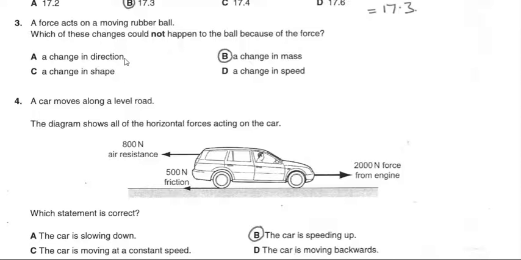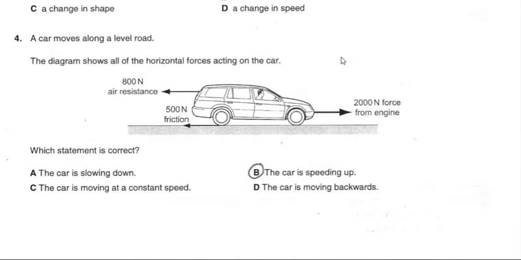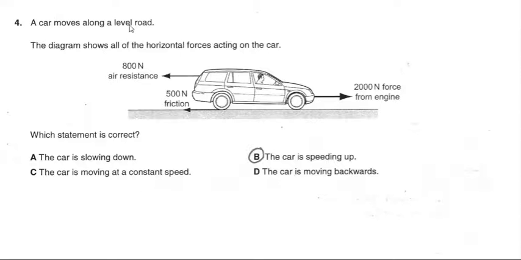Question 3. A force acts on a moving rubber ball. Which of these changes could not happen to the ball because of the force? A change in direction, well, that could happen. A change in shape could happen, and a change in speed could happen, but not a change in mass, so it's B.